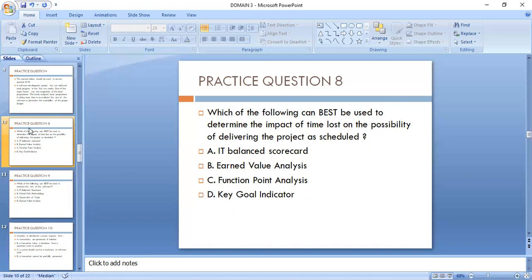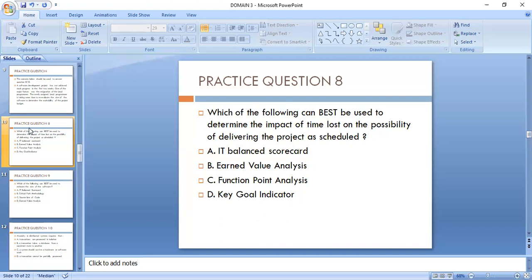So we spent 2 weeks on the project. Maybe the project started February 1. We are now at February 14. So we spent 14 days. So how much of the 14 days have actually gone into the project? That is a question that earned value analysis will answer.